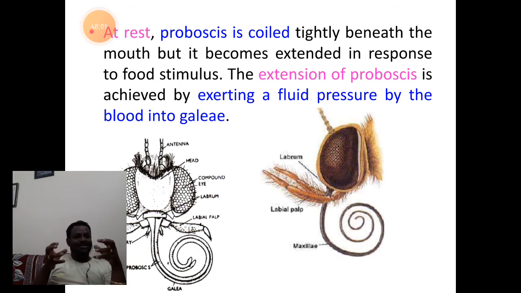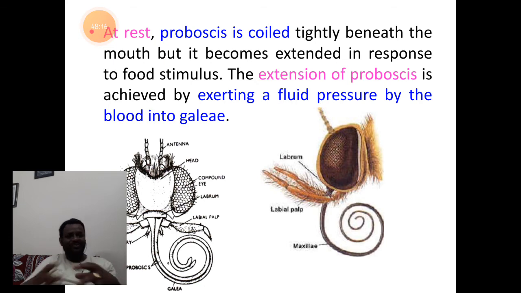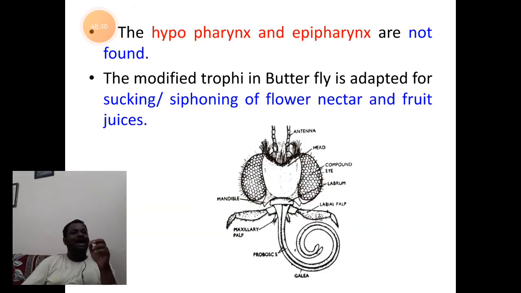So the galea structure, that is the maxilla structures, will extend those two tubes to come together to form the proboscis. This is brought about by the blood that enters into the galeal parts, giving the exertion pressure. They don't have hypopharynx or epipharynx. The reason is that directly the siphon, the mouth, proboscis gets connected to the pharynx region here.